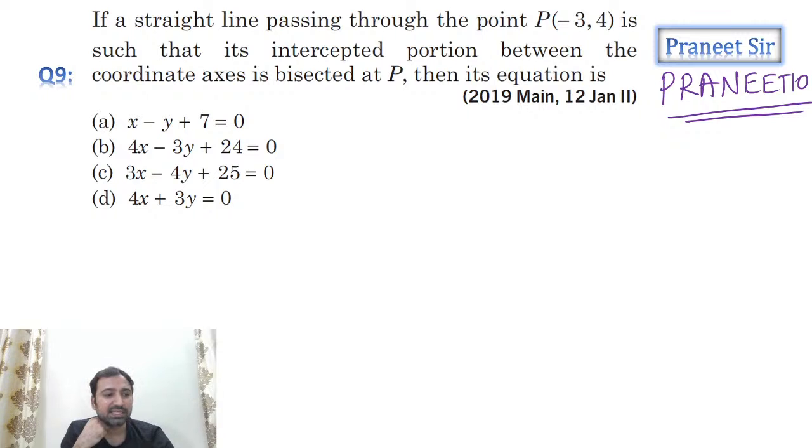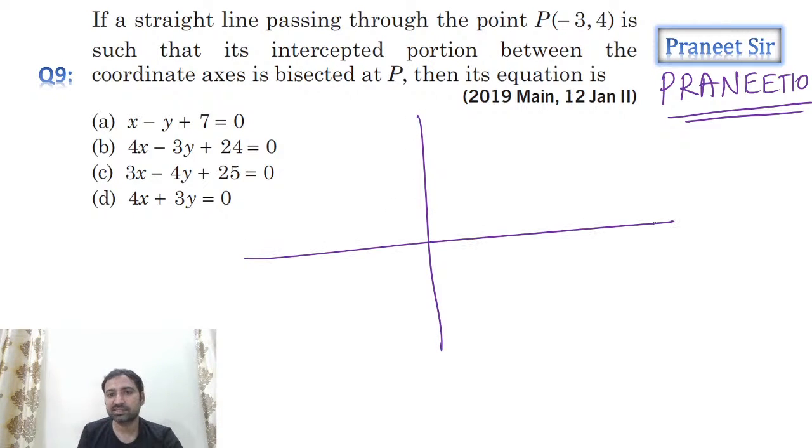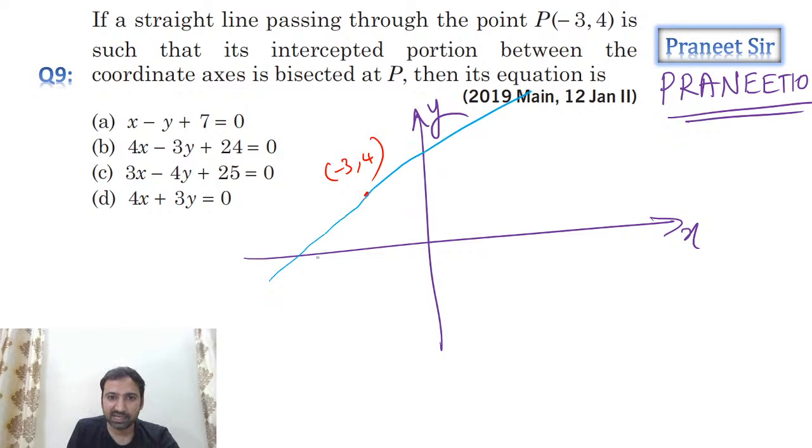So guys, let's see the next question, the ninth question. If a straight line passing through the point p, which is minus 3 comma 4, is such that its intercepted portion between the coordinate axes is bisected at p. So let's take the x-axis and y-axis. There is a point minus 3 comma 4 in the second quadrant, somewhere here. There is a line that passes through this, but this point P is bisected by the portion intercepted between the coordinate axes. That means the midpoint of AB is P, guys.